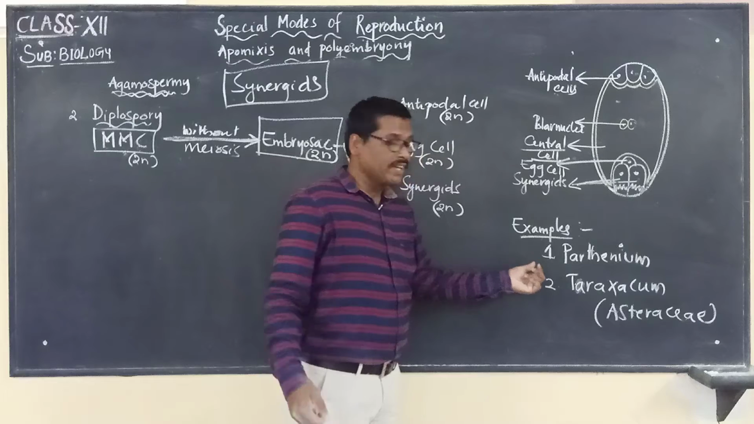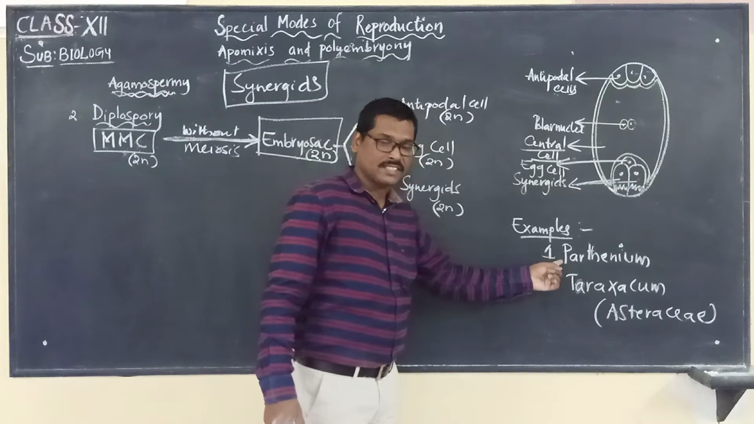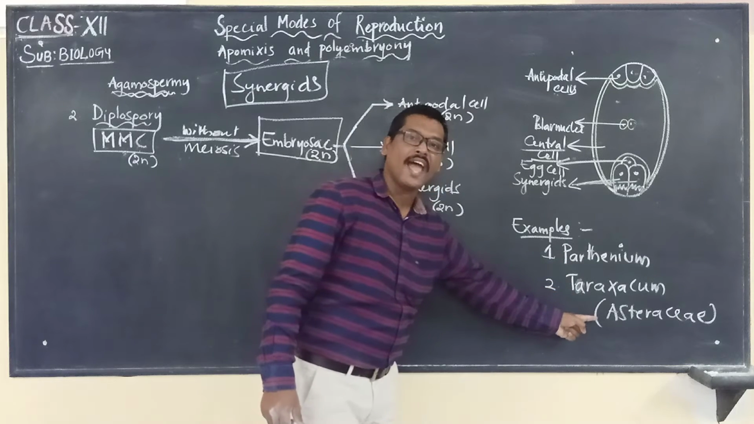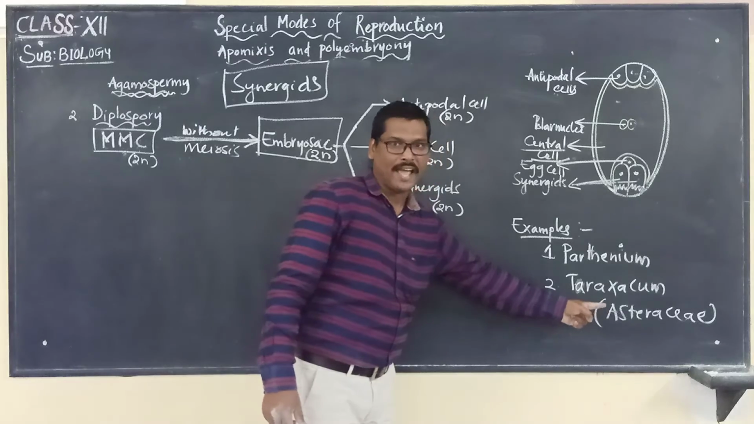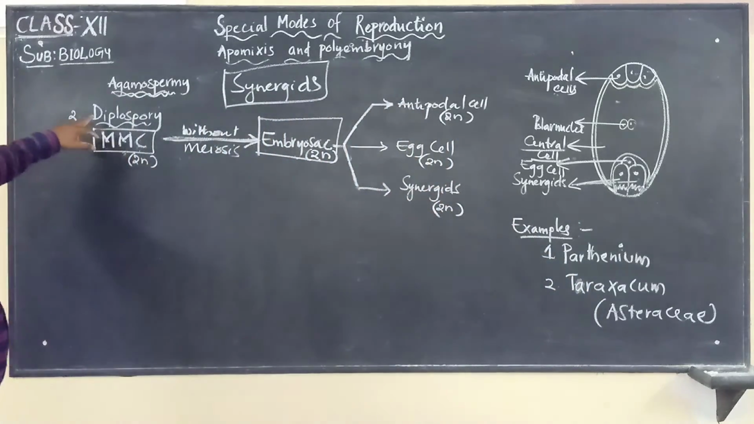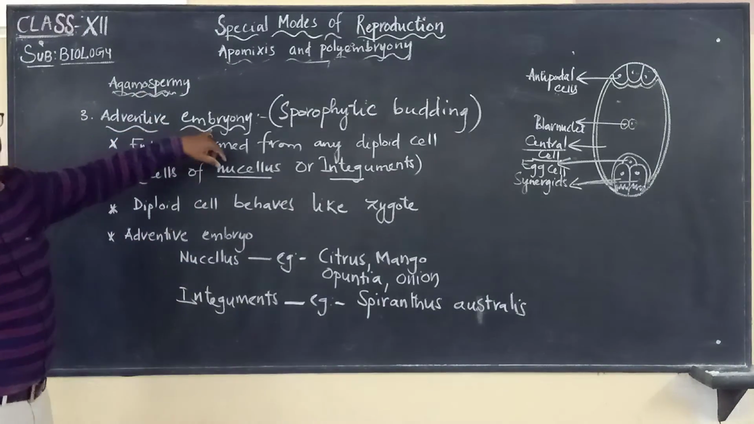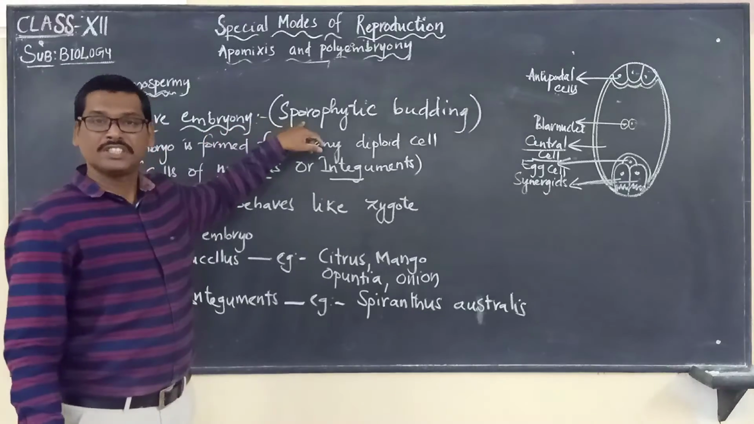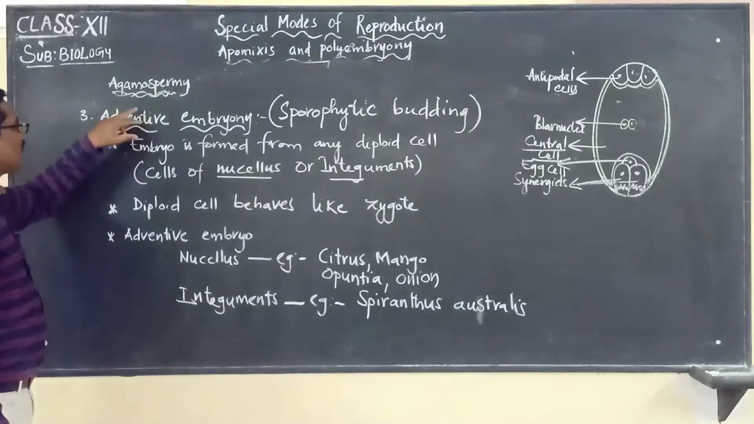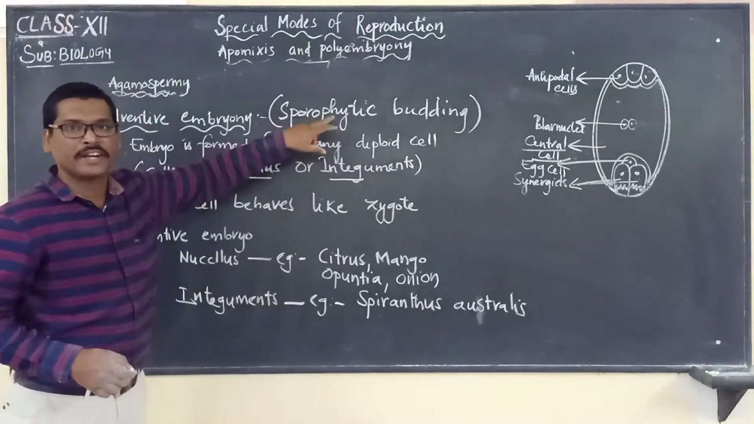The plants which are showing diplospory are Parthenium. The best examples are Parthenium and Taraxacum, which belongs to Asteraceae. In these two, it will be showing diplospory. So here the next one is adventive embryony, which is also called as sporophytic budding. This is the last type of agamospermy. Adventive embryony, or otherwise called as sporophytic budding.